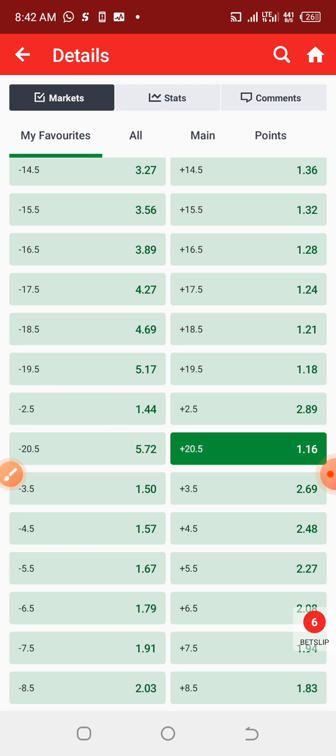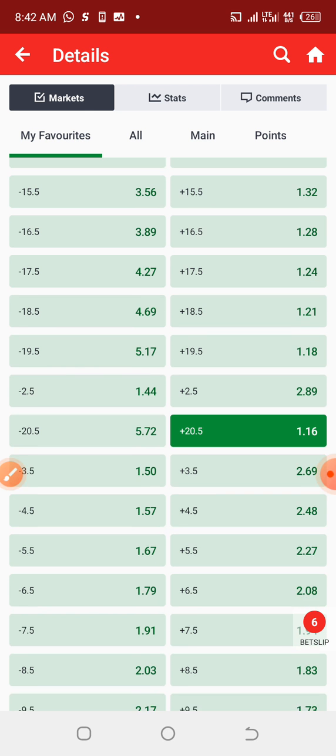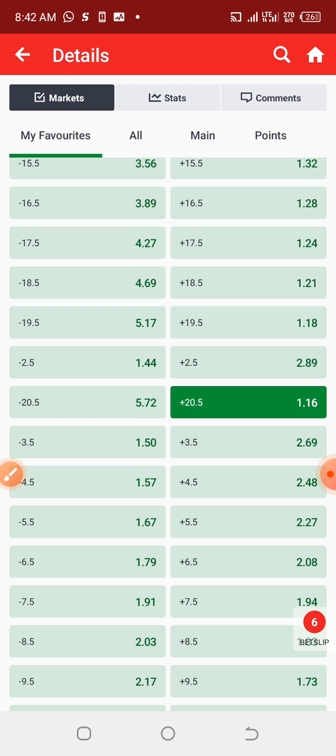Everything is all about point spread. So please guys, take note of that. Point spread is very important when it comes to handicap predictions.